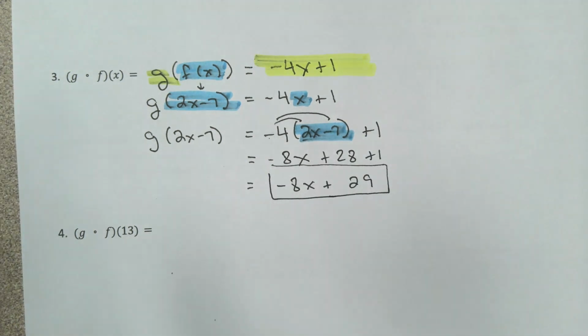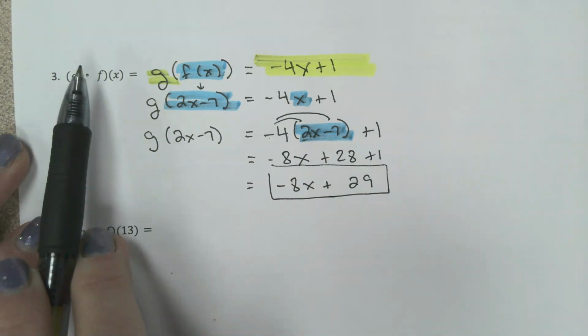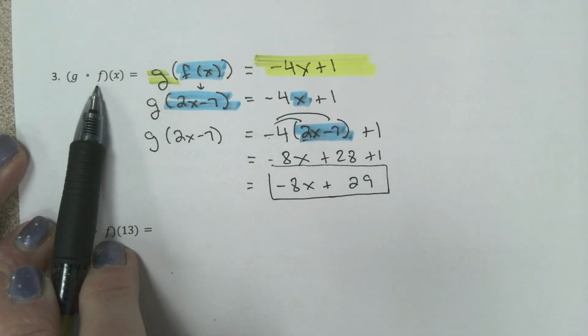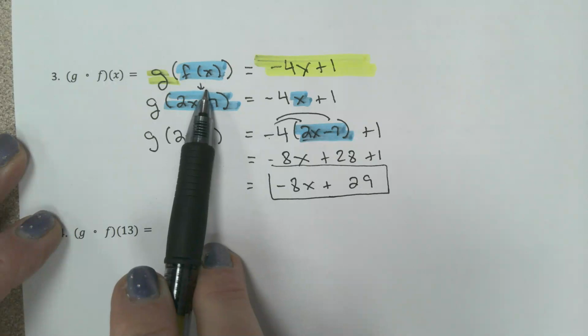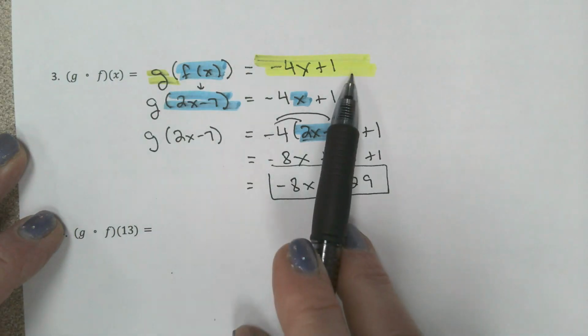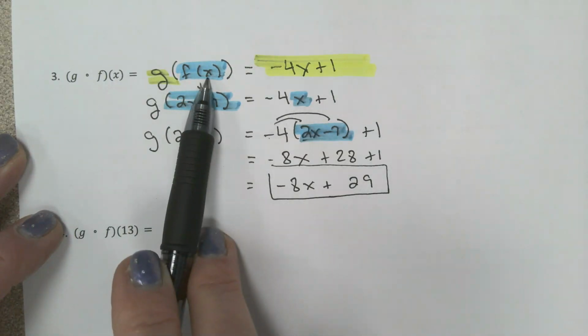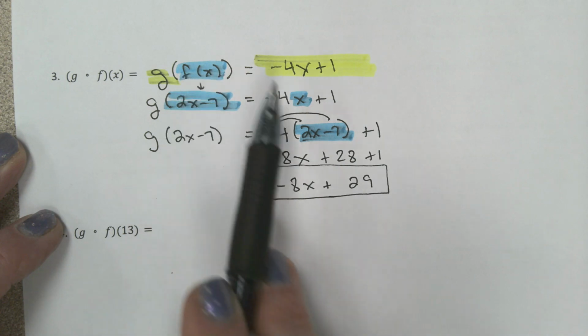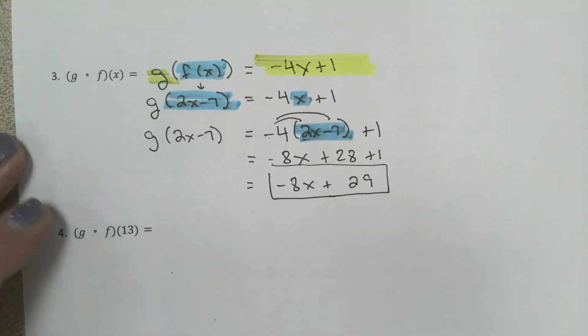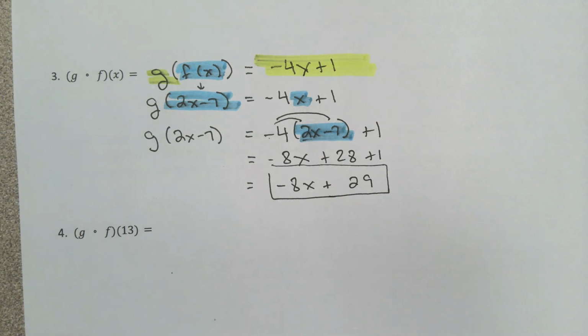All right, so apparently it makes a big difference which one is your main function. So you just have to remember whatever letter comes first, that's my main function, and this inside function is what I'm plugging in for x. If you feel like color coding helps, then please, by all means, do that.